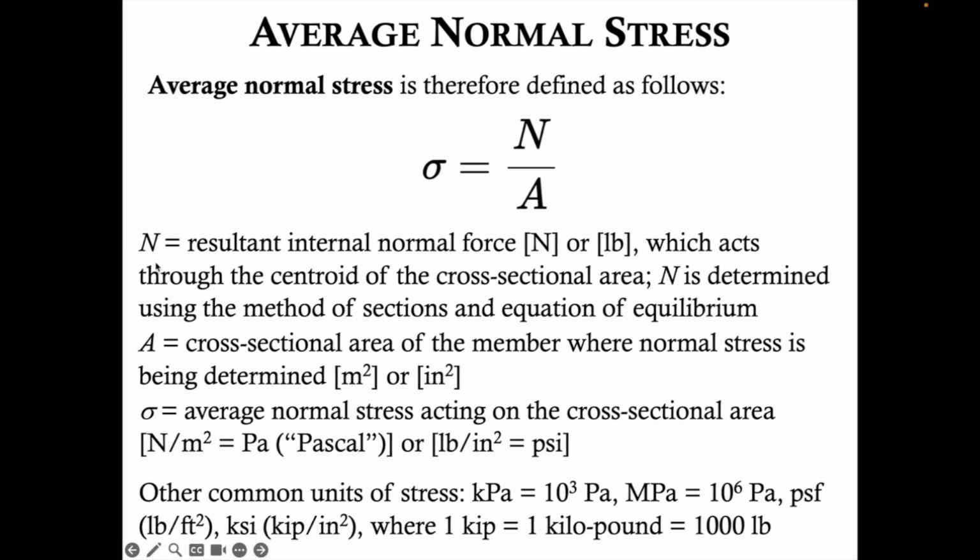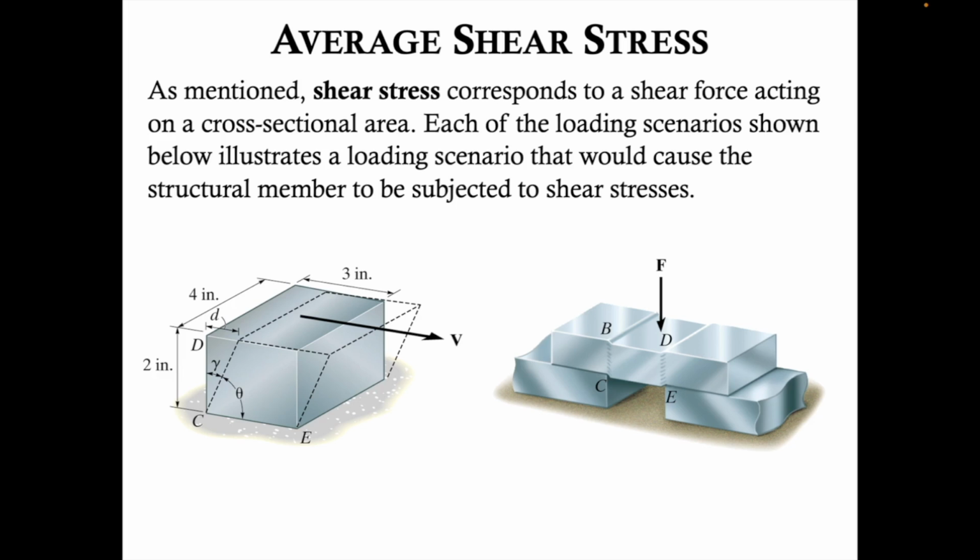So since we have N in the SI system in units of newton, and A in units of meter squared, typical units for sigma would therefore be newton per meter squared. We're going to call that a Pascal, named after Blaise Pascal, who we did mention in the first part of chapter 1. So uppercase P, lowercase a represents 1 Pascal, which is 1 newton per square meter. Or we can represent it in the US customary system with common units of pound per square inch, which we often write as psi. So as mentioned, shear stress corresponds to a shear force acting on a cross-sectional area.